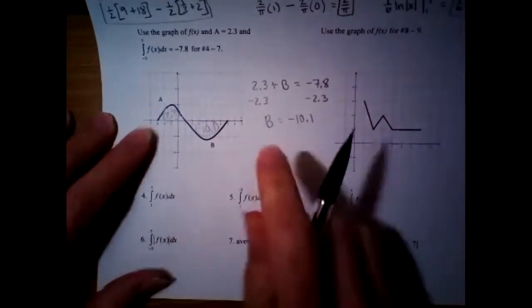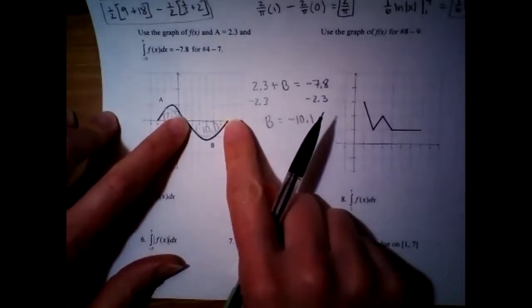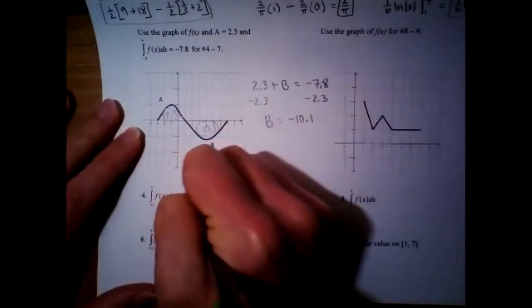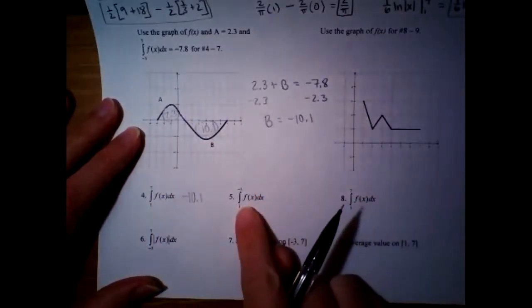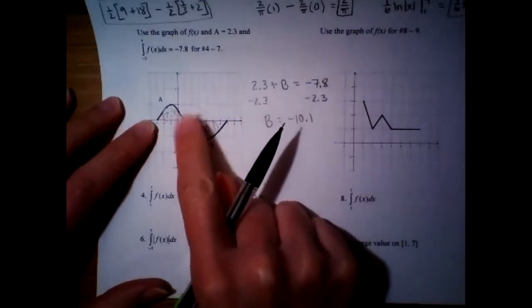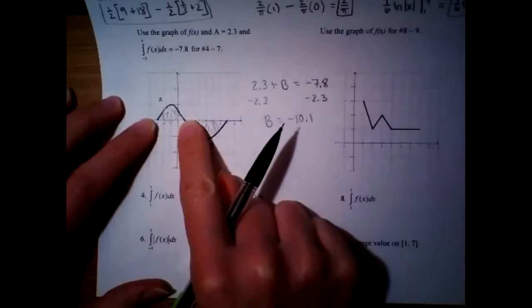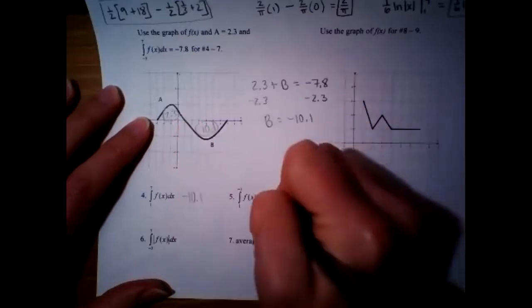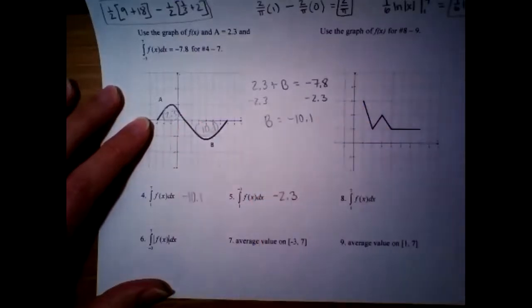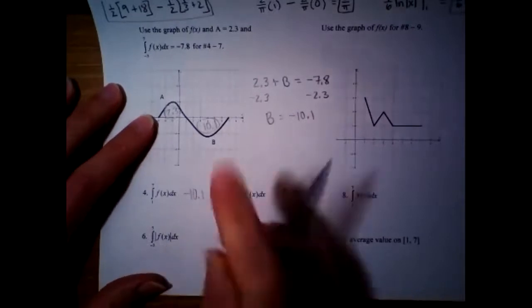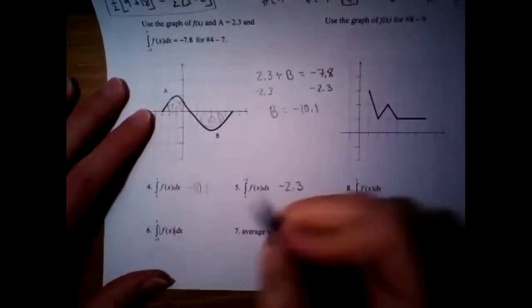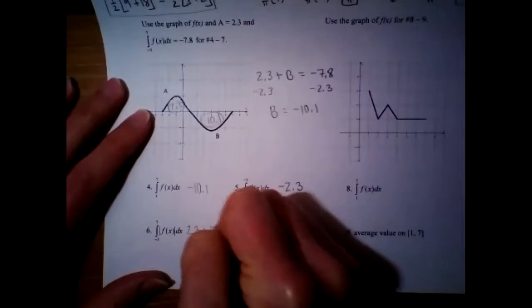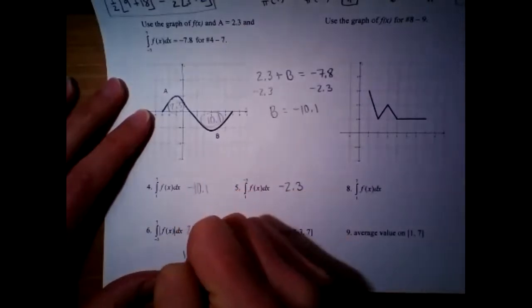So integral from 1 to 7, so from here to here, is -10.1. And then from 1 to -3, so that's from here to here. Thoughts on that one? Because it won't be 2.3, what will it be? If we go from 1 to -3. Yeah, good, nice job, guys. Because we're going backwards, so -2.3. This one, we want to go from -3 to 7, so that's the whole thing, but we want to treat them both like they're positive. So it'll be 2.3 plus 10.1, so that's going to be 12.4.